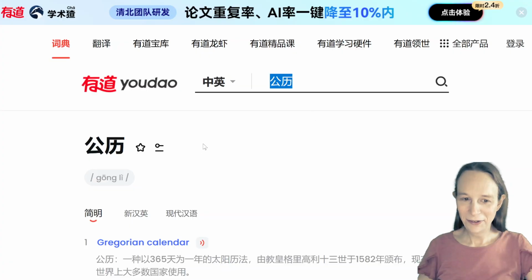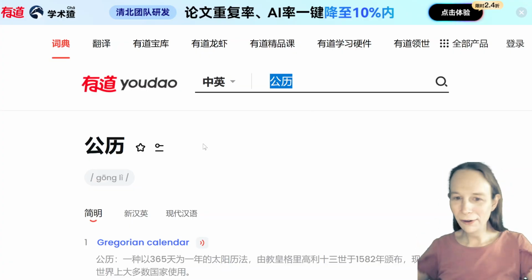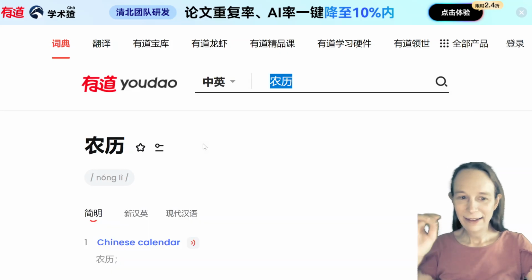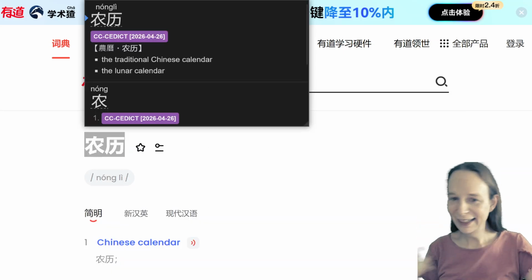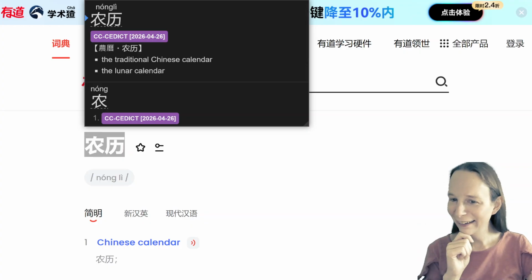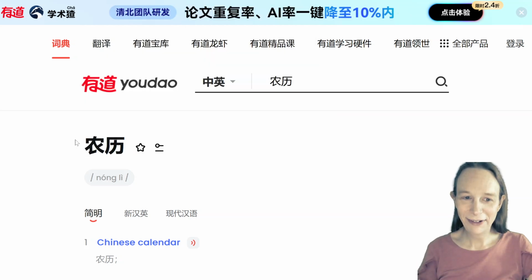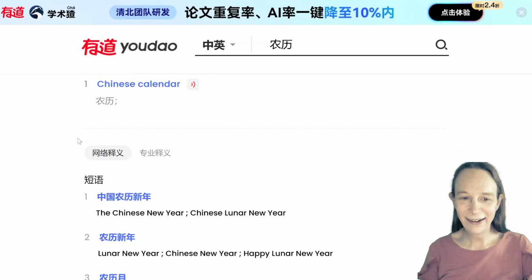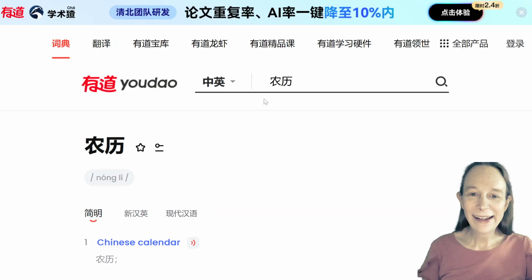Okay, so the Gregorian calendar is Gongli. The lunar calendar is Nongli, or at least this is the lunar calendar in China. Yeah, I understand other regions also have lunar calendars. I don't know, maybe they're different.